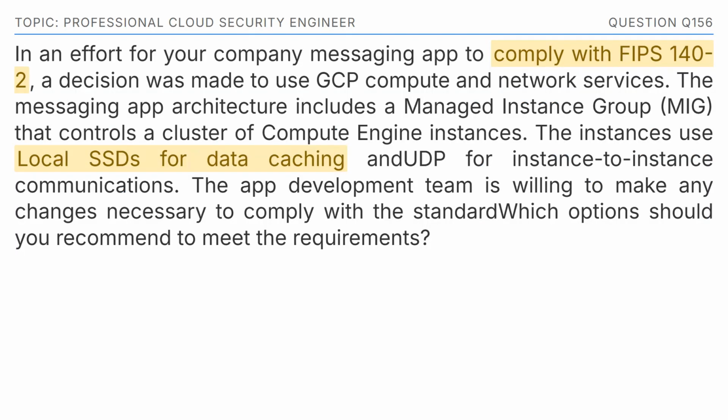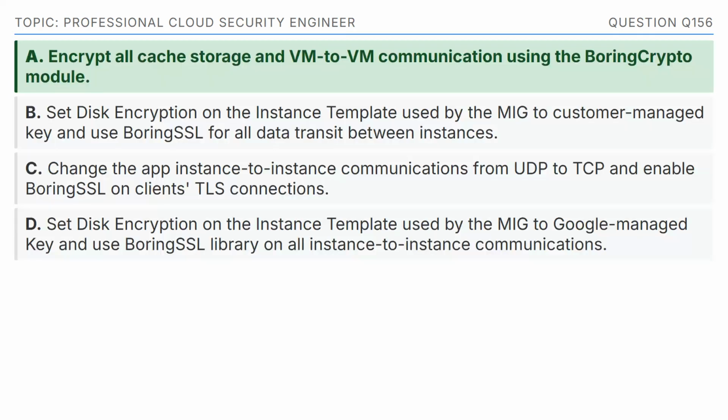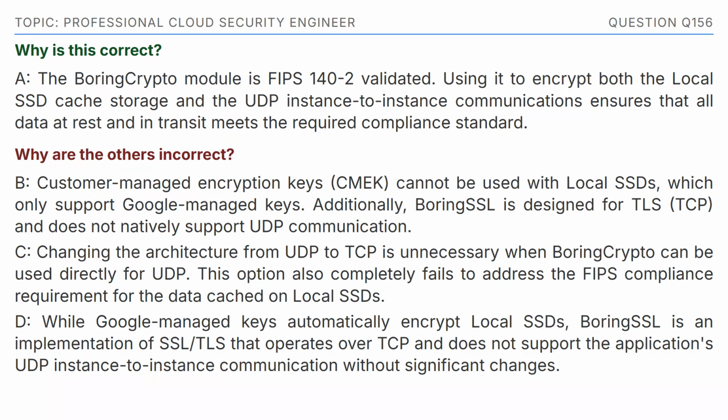To arrive at the correct answer, we focus on the keywords: comply with FIPS 140-2, local SSDs for data caching, UDP for instance-to-instance communications. The correct answer is option A, encrypt all cache storage and VM-to-VM communication using the Boring Crypto module. Why is this correct? A. The Boring Crypto module is FIPS 140-2 validated. Using it to encrypt both the local SSD cache storage and the UDP instance-to-instance communications ensures that all data at rest and in transit meets the required compliance standard.